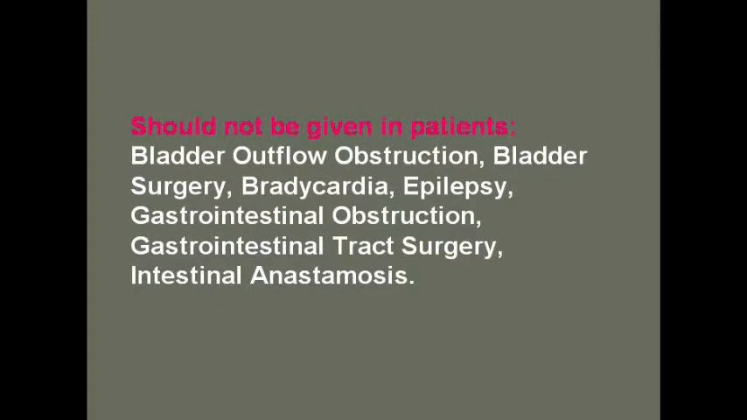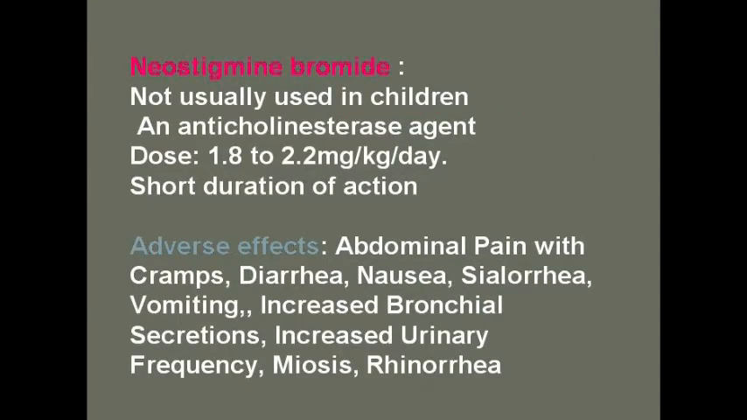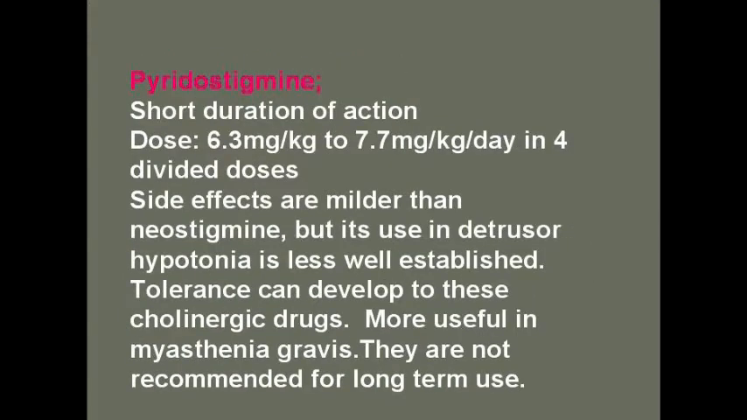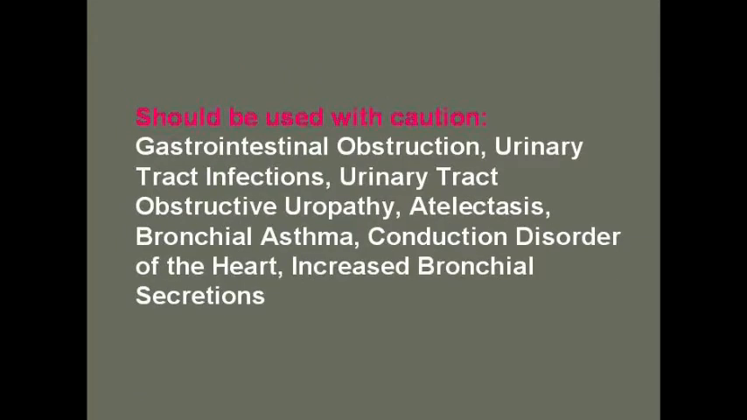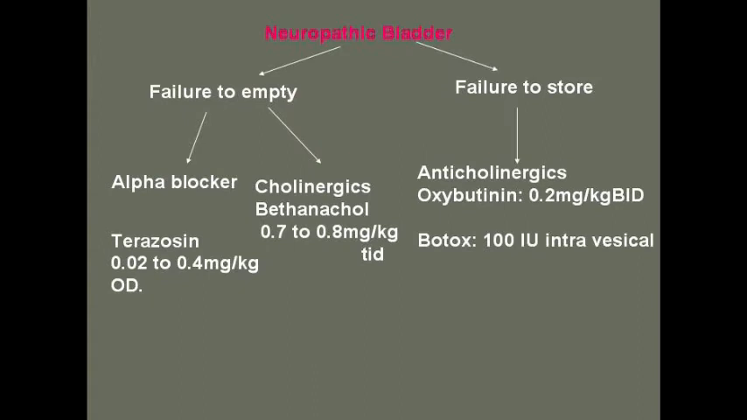So it should not be given in patients with bladder outflow obstruction, bladder surgery, bradycardia, epilepsy, or any obstructive feature either of the GIT or urinary tract. Now, this I am just mentioning because it's mentioned in the books. Neostigmine and pyridostigmine are both more useful in myasthenia gravis. They have a very short duration of action, and the dose is 1.8 to 2.2 milligram. And again, it should not be used in any obstruction of the GIT or the urinary tract.